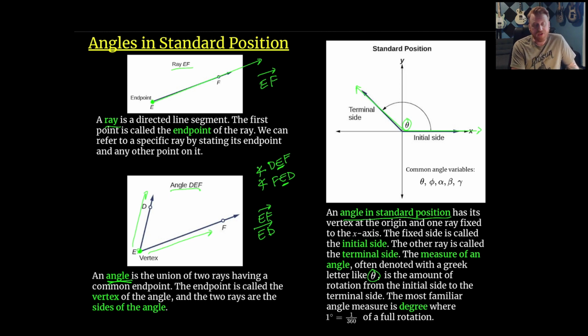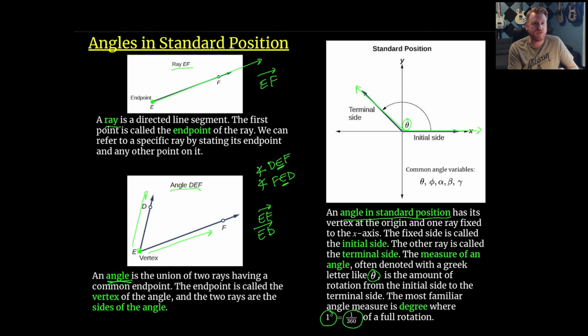The most familiar angle measure that we are used to is the degree, and that just breaks a full circle, so a full rotation, into 360 parts. So we see here that 1 degree is equal to 1 over 360 of a rotation, and you might think, why would you break a full rotation into 360 parts? It seems like an arbitrary choice.